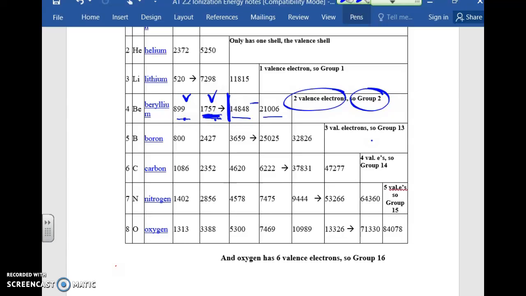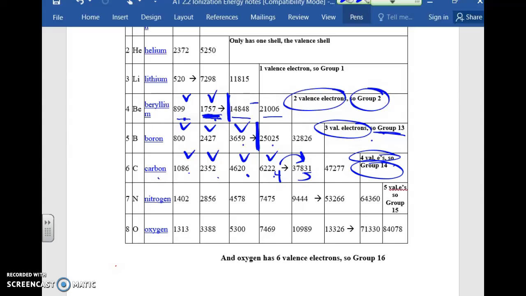For boron, notice the big jump is from the 3rd to the 4th. That means there are 1, 2, 3 valence electrons, meaning it's in group 13. For carbon, I increase, but then I take a giant jump upwards from the 4th to the 5th. That means there are 1, 2, 3, 4 valence electrons. That must be group 18.